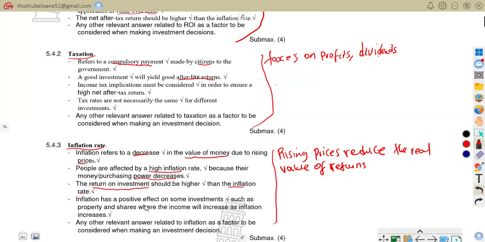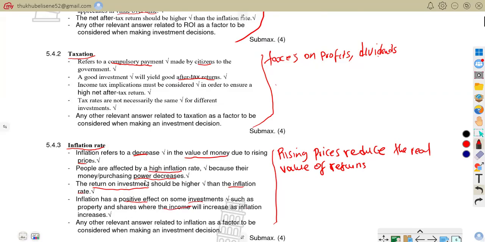Inflation has a positive impact on some investments, such as property and shares, where the income will increase as inflation increases. So that way it's positive. Unlike where the inflation increases and the incomes stay the same. That way it's negative.